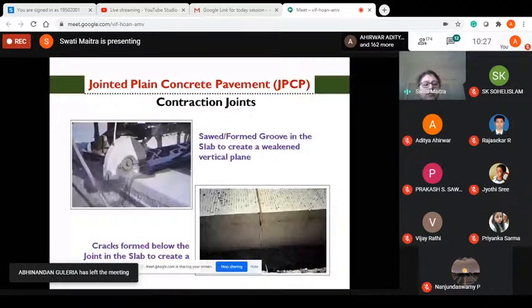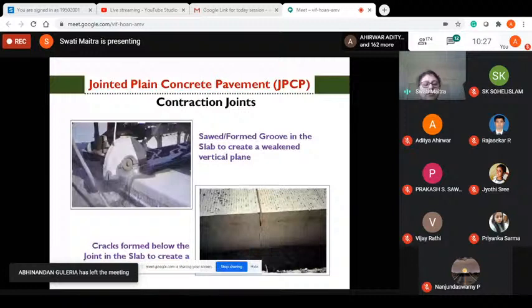And often it has been found that if the joints are not properly saw cut or not properly sealed, they are the locations of distresses. So construction has to be done in a proper way so that we can have a long-lasting pavement.